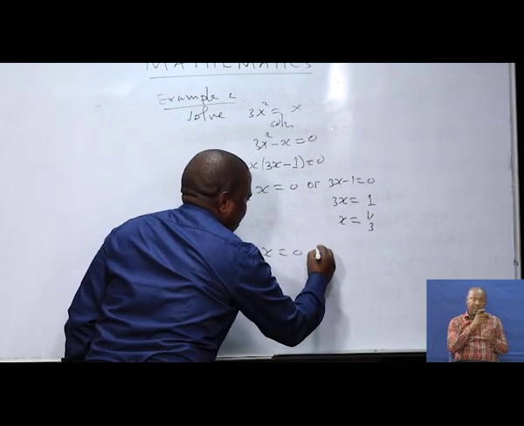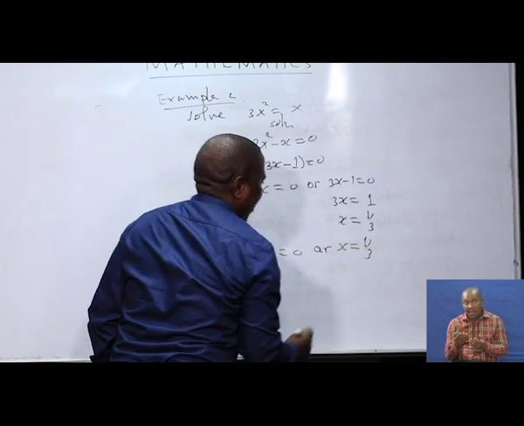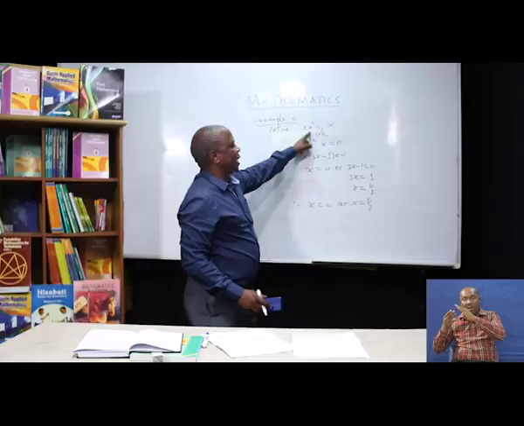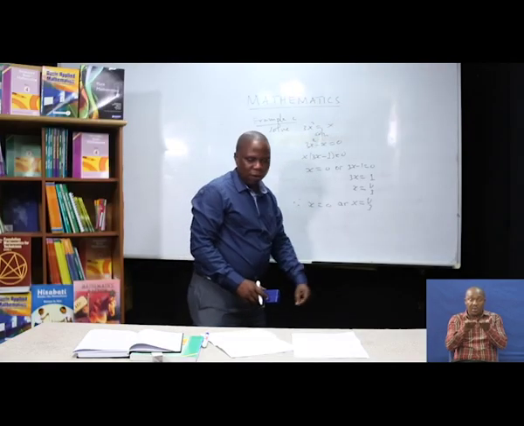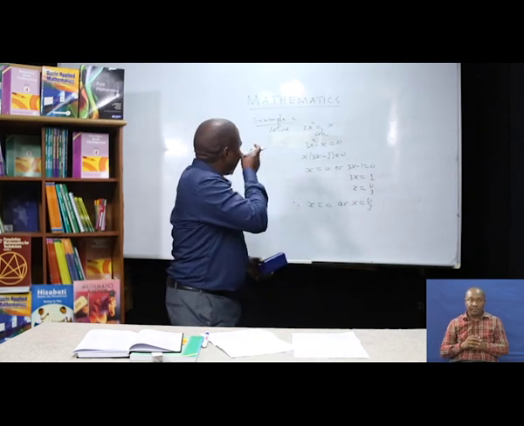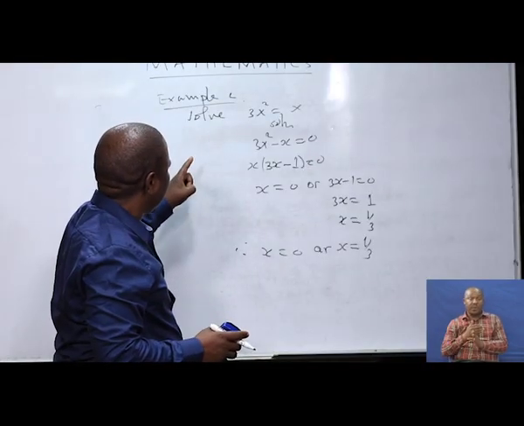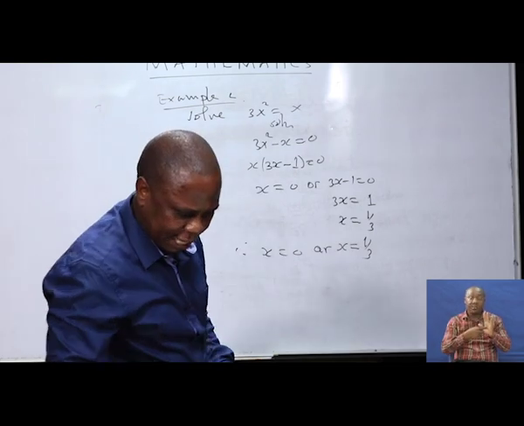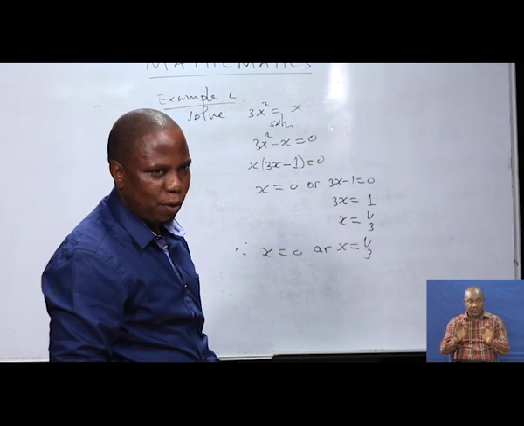Or x is equal to 1 over 3. That means either one of these, if you put them in the equation here, it will balance the equation. Either 0 or 1 over 3. But not only that, sometimes you may be given an equation in different ways. But before going to the next example, let me give you these questions here, and I think you can attempt them in just 1 minute. I'd like to see how you attempt them.